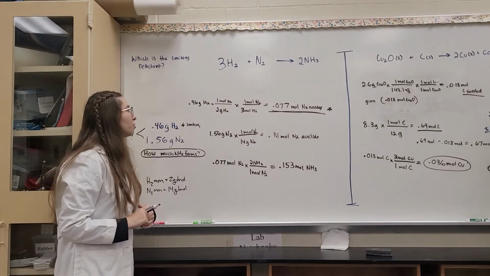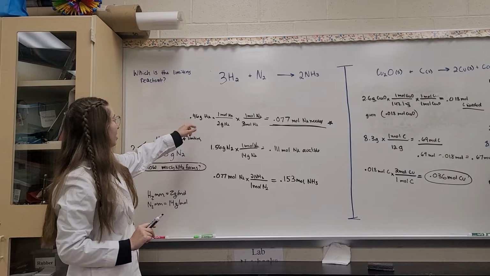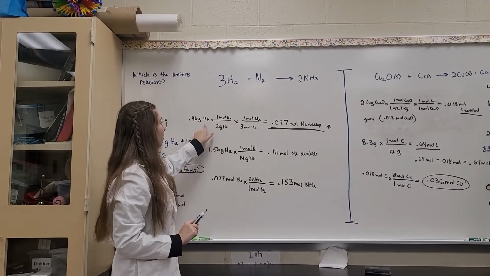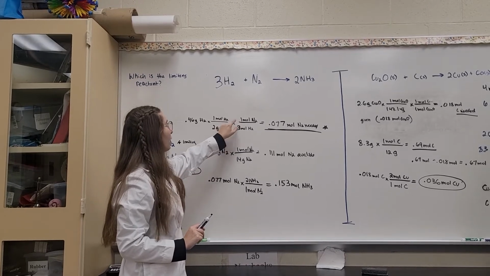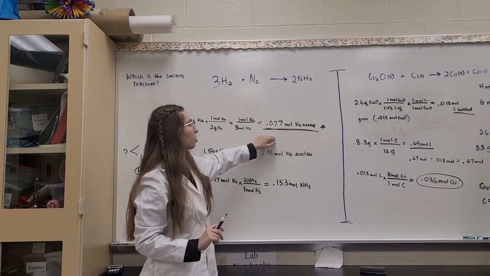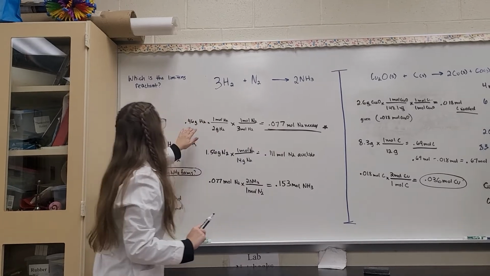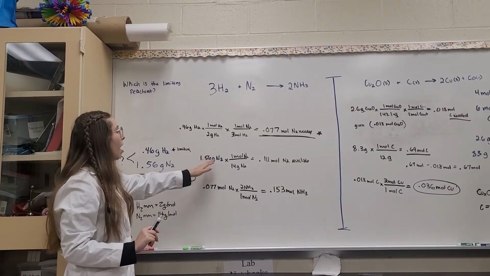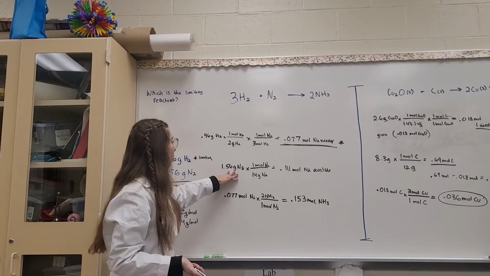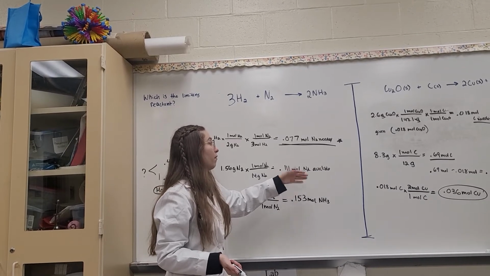After you've had time to do it by yourself, this is the answer. First, I took 0.46 grams of H2 and found how many moles there were by dividing by the molar mass, and then I used the molar ratio of 3-to-1 to figure out how many moles of N2 are needed. So I got how many moles of N2 are needed for 0.46 grams of H2, and now I'm figuring out how many moles of N2 I had. I used the molar mass to find the moles, and I got 0.111 moles of N2 available.